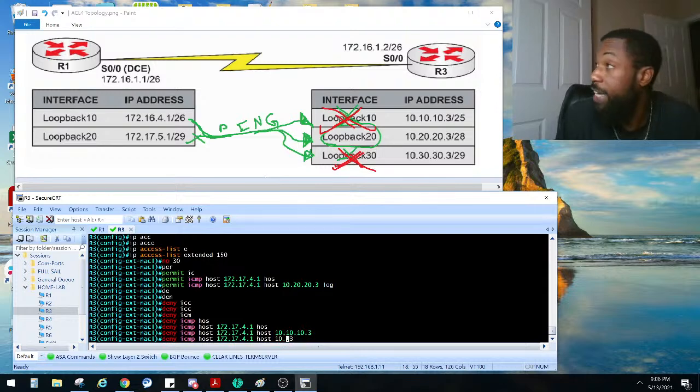Y'all with me so far? Did your ACLs work? Did yours work? Because mine obviously didn't work. I have to pretty much rewrite my ACLs. And maybe I read the question wrong, or I wasn't paying attention, or I was just talking too much while I was trying to configure this. Y'all know it's a little bit difficult to look at the chat, configure, and try to teach y'all at the same time while looking at this book.